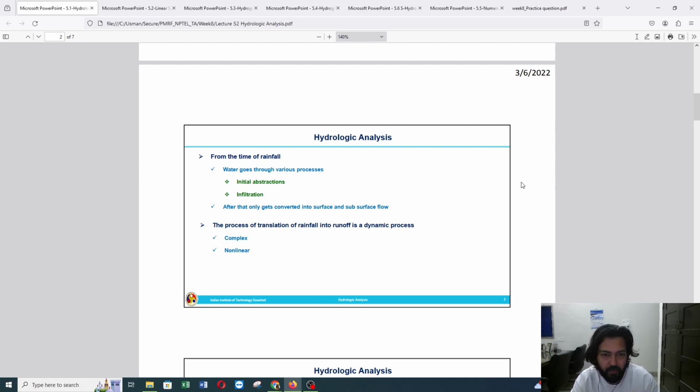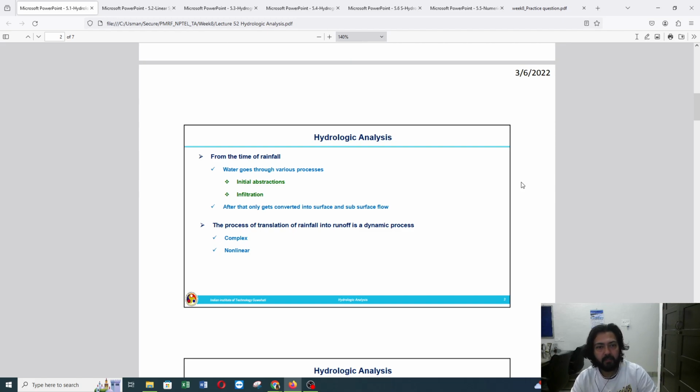In this module we are going to talk about how rainfall is getting converted into runoff, and we'll understand the process behind this translation of rainfall into runoff. Also we'll look into the hydrograph, what is a hydrograph, what is a unit hydrograph, and what is an S-curve hydrograph. So in this week we are going to cover these topics.